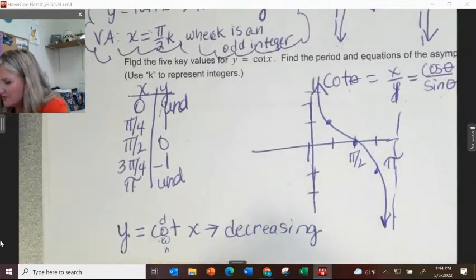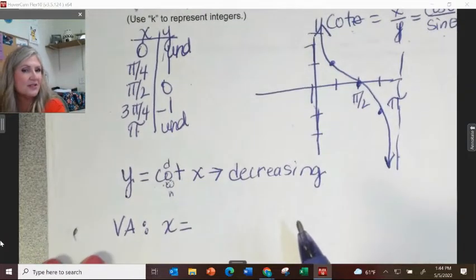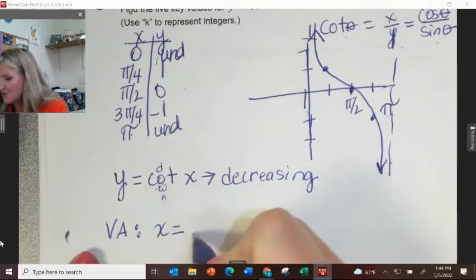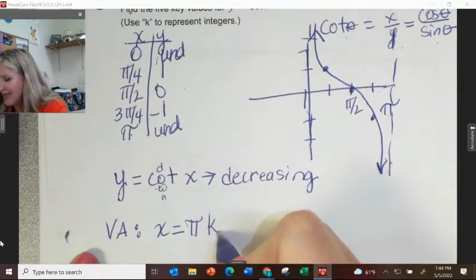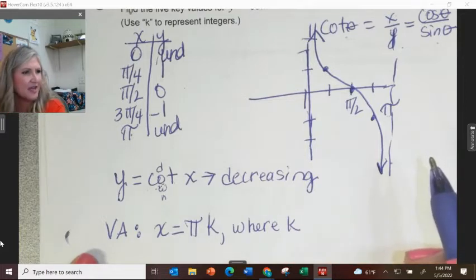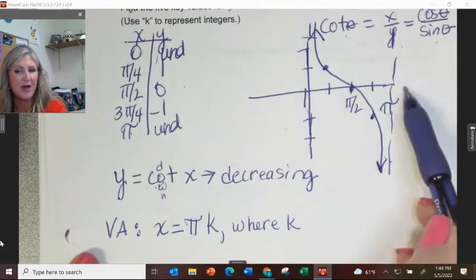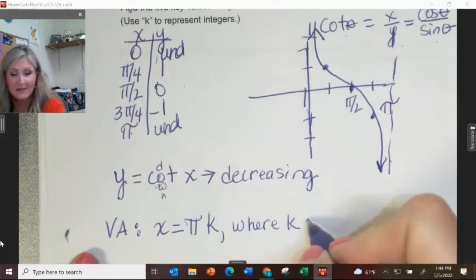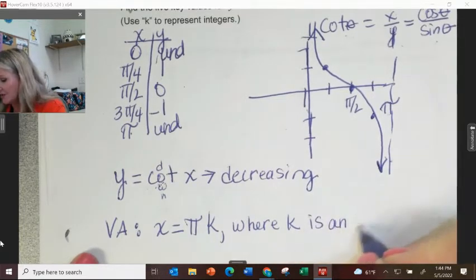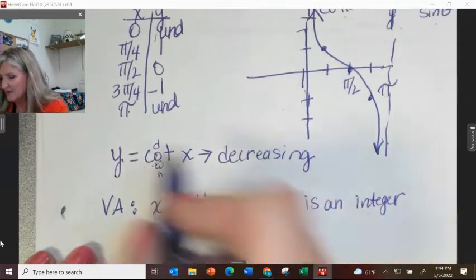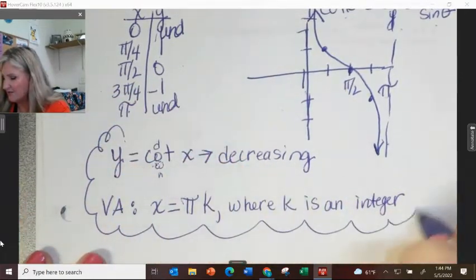Okay, vertical asymptotes on this. What do you guys think? X equals 0 is 1, but where's the next one? Pi. So I could do pi times k, where k, does k have to be an odd integer this time? Where are the asymptotes going to be? 0, pi, where's the next one? 2 pi, 3 pi, 4 pi. So where k is what? An integer, any integer. Integers can be positive or negative. So this is the important information for cotangent.